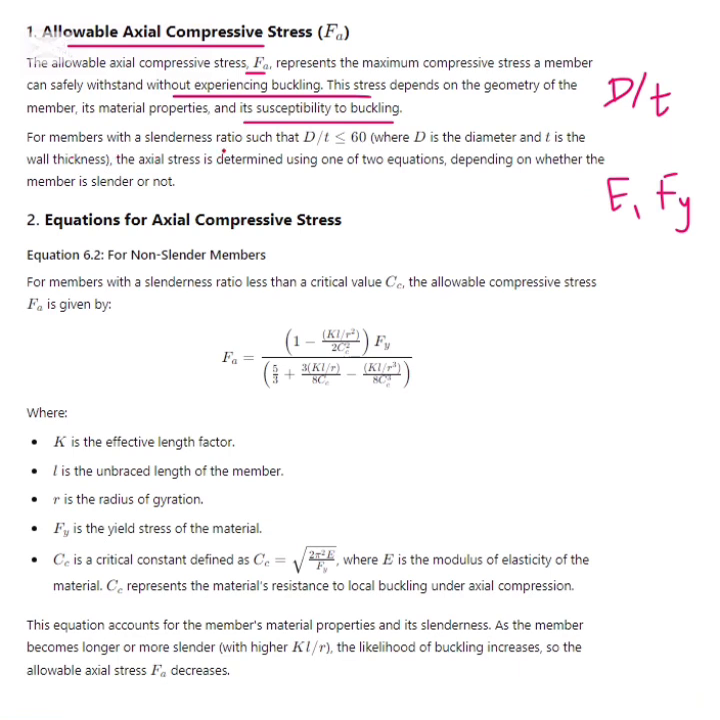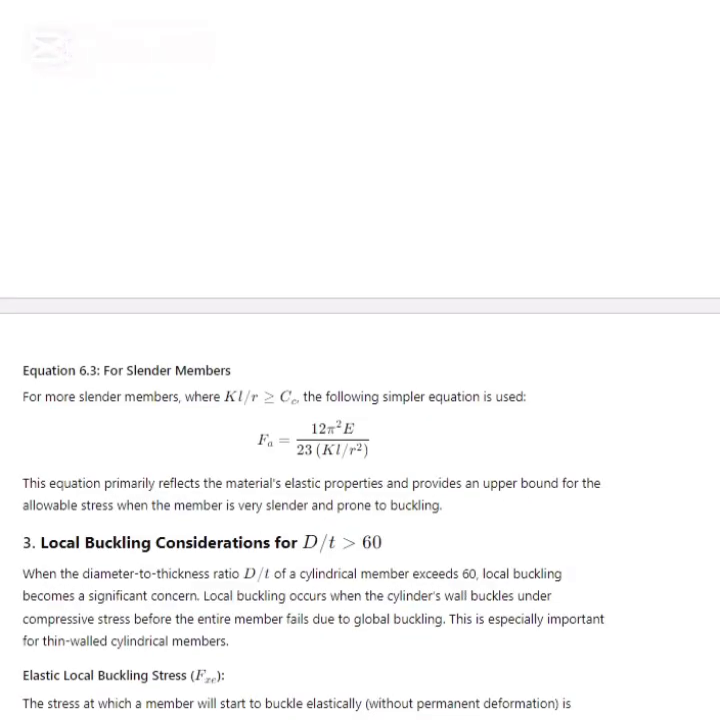So for members with a slenderness ratio such as D by t less than or equal to 60, the axial stress is determined using one of two equations depending on whether the member is slender or not. If it is less than or equal to 60, we have two equations, one for the allowable stress of a non-slender member and one for the allowable stress of a slender member. We have two formulas here.